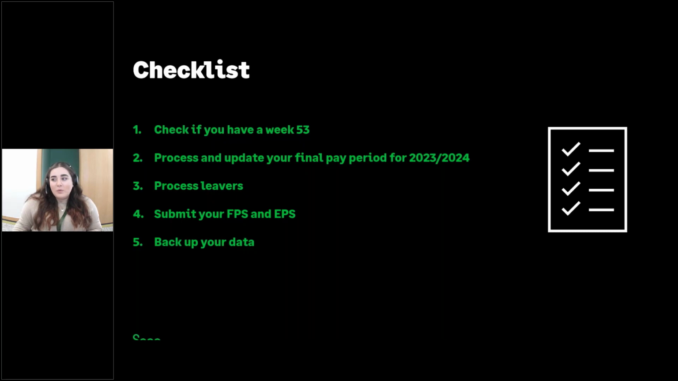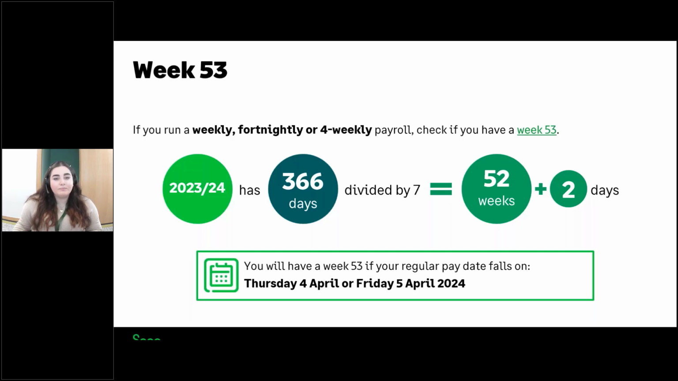So I'm going to give you a bit more information on each of these steps and a demonstration of them too, starting with week 53. Which we do think is going to be more common this year. So even if you don't normally have a week 53, I would definitely advise that you double check. So this year is a leap year, meaning there's 366 days in the year, which actually results in there being 2 days that week 53 could fall on.